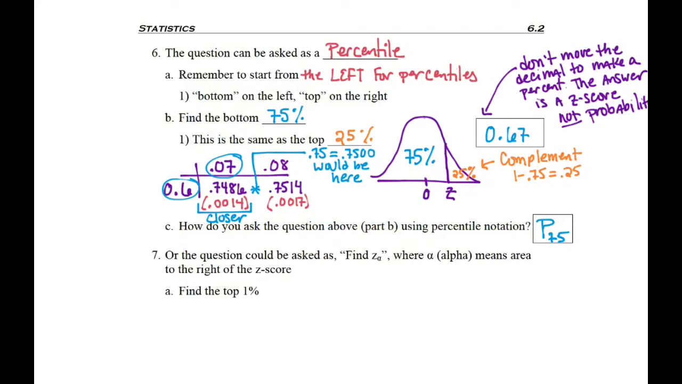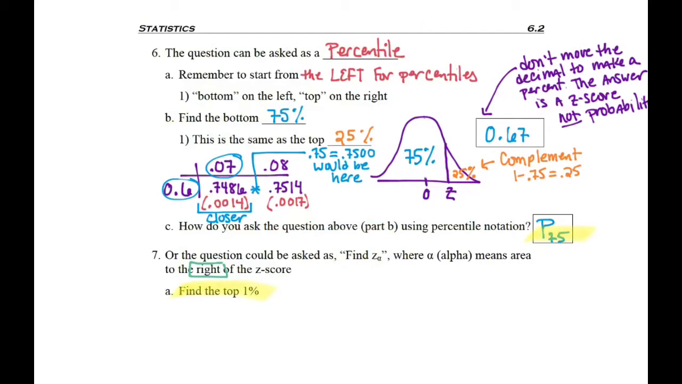Okay, so I said there's a couple different ways. One way is to ask as a percentile. The other way is Z alpha, where alpha is a subscript. That's the Greek lowercase letter alpha. And as a subscript, it's telling you to find area to the right. Big deal. Because P75 was area to the left, really? But Z alpha is going to be area to the right. And you'll see that in a second in this next question.